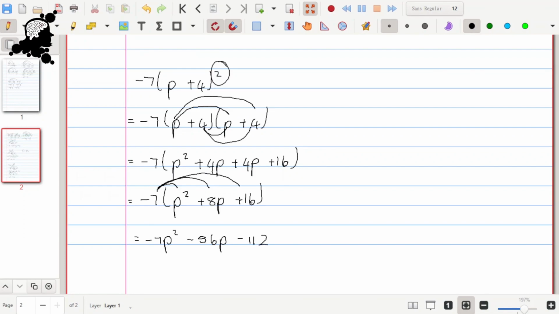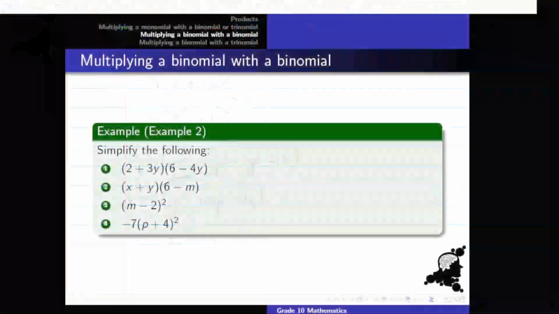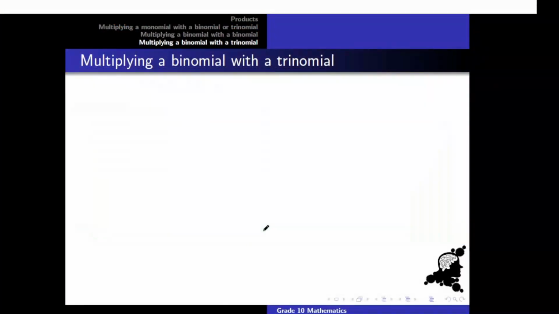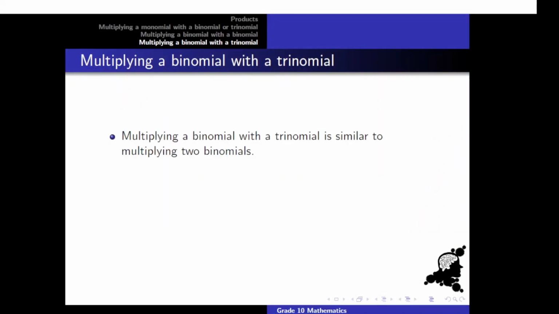There we are, ladies and gentlemen. We are done simplifying this question. Life is great. This takes us to our last section, multiplying a binomial with a trinomial.